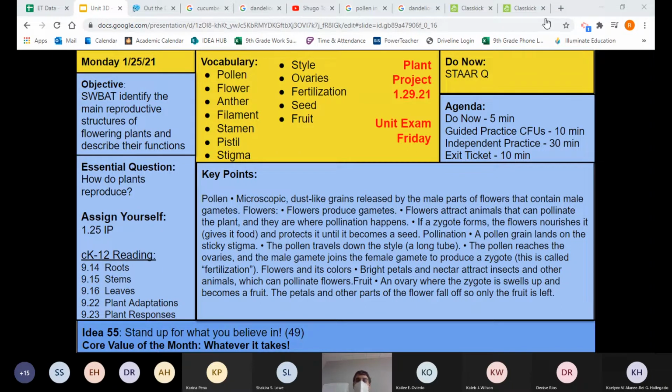Okay, so if you haven't already, make sure you get your agenda so you can write down the objective. The objective for today is students to be able to identify the main reproductive structures of flowering plants and describe their functions. Literally, the birds and the bees.